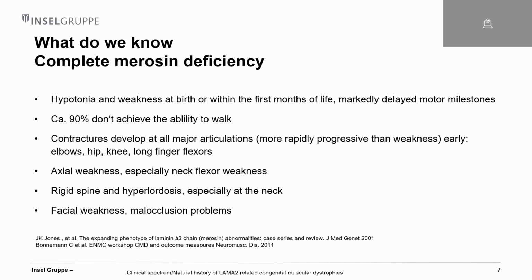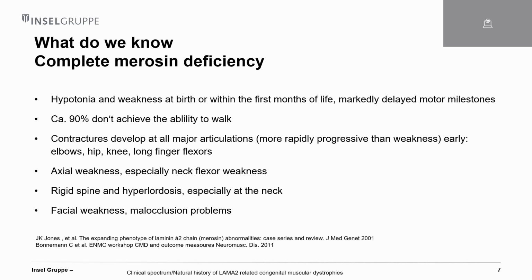Now, what do we know about myosin deficiency? I think I'll go quickly through it. It's some repetition from what Regan said. So we know it's usually a weakness or hypotonia at birth or within the first months of life, markedly with delayed motor milestones. Many of the complete myosin deficient patients never reach the ability to walk, and the contractures develop quite quickly. Usually that starts at the elbows, hips, knees, long finger flexors, and sometimes that is even more important than the weakness.